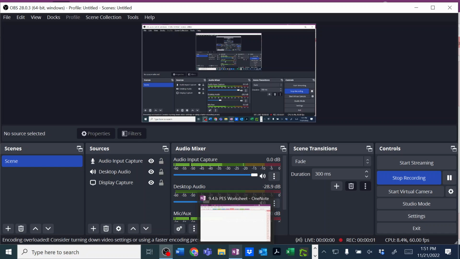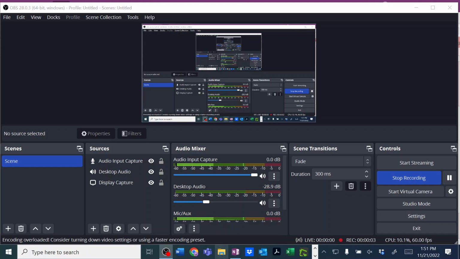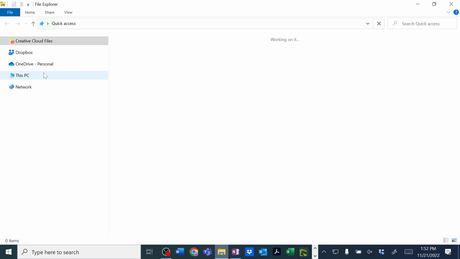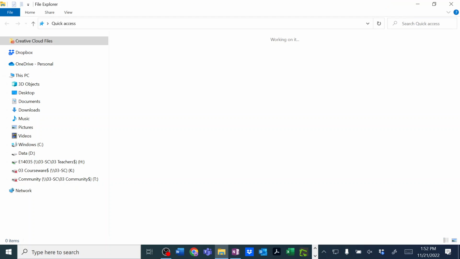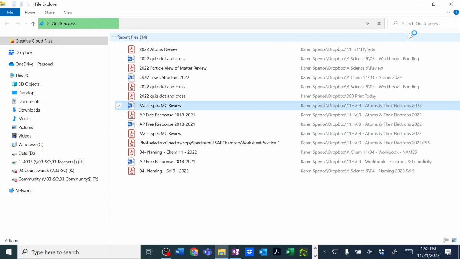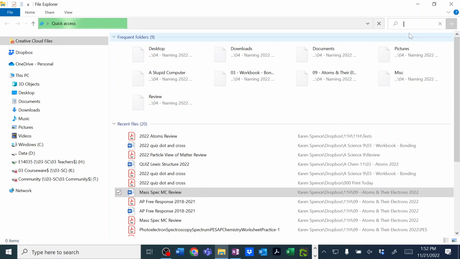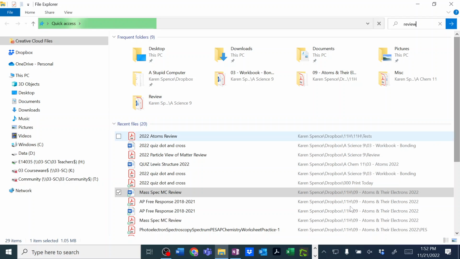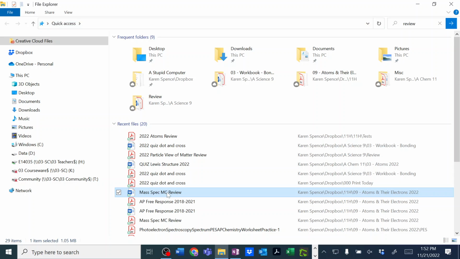Okay. Mass spec. Yeah. What? We will be. Well, we're doing a little bit of both.